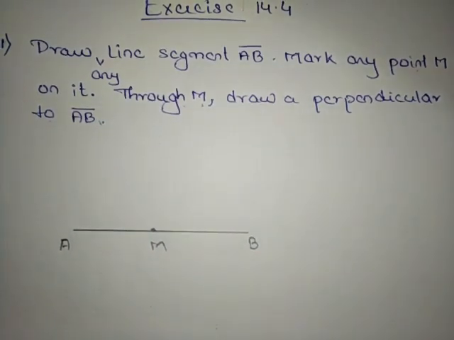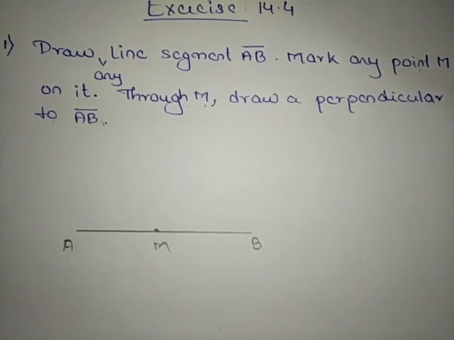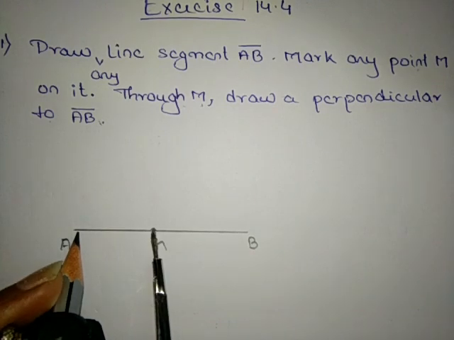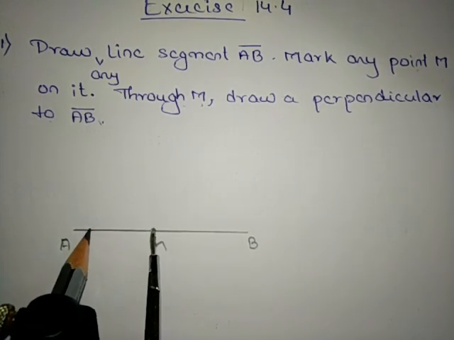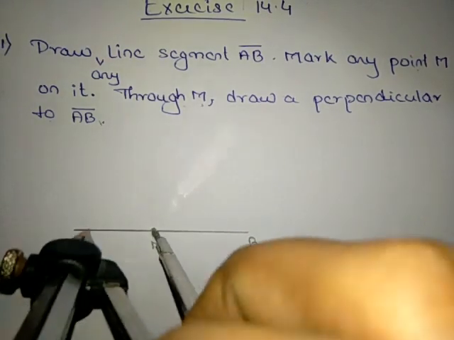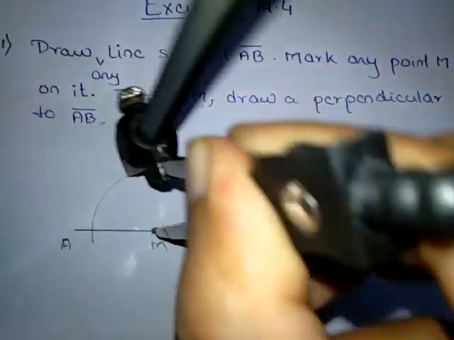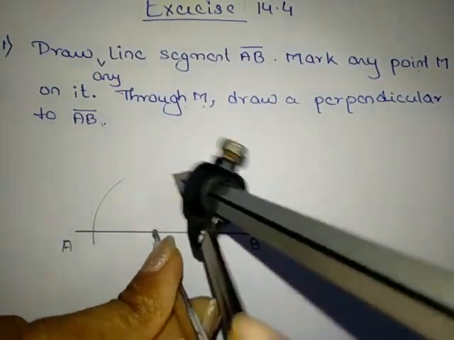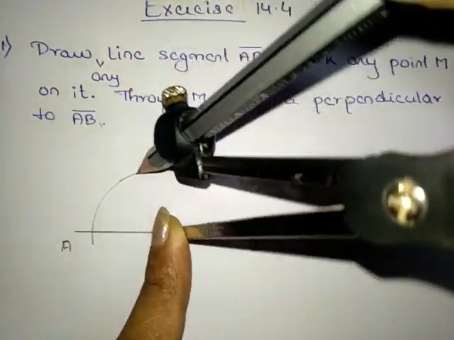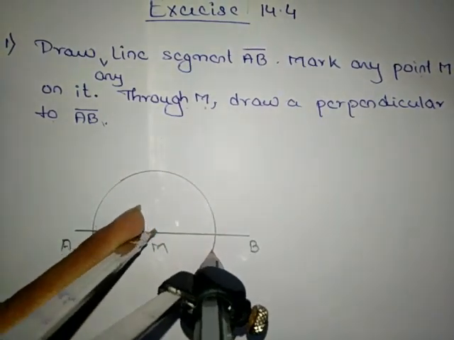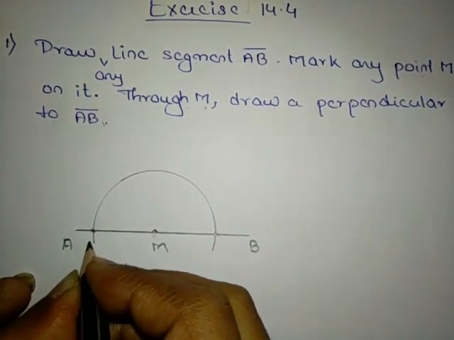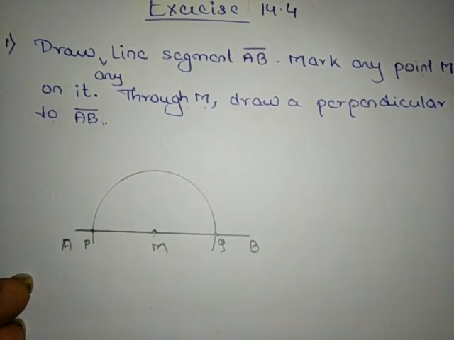Okay, so we'll start it. We'll take a compass. Now I will adjust the compass for a certain length. Okay, I have taken this much length. Now I will cut the line segment AB here. Okay, now here I have got 2 points. We'll call this point P and this point Q.